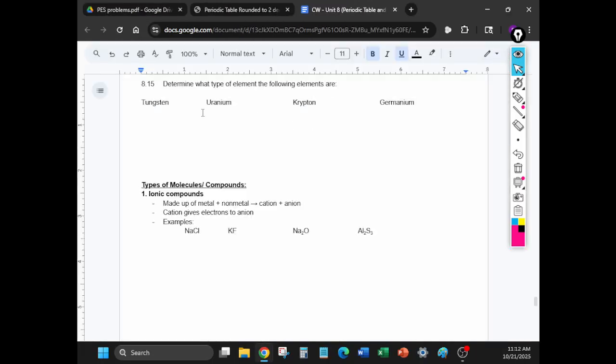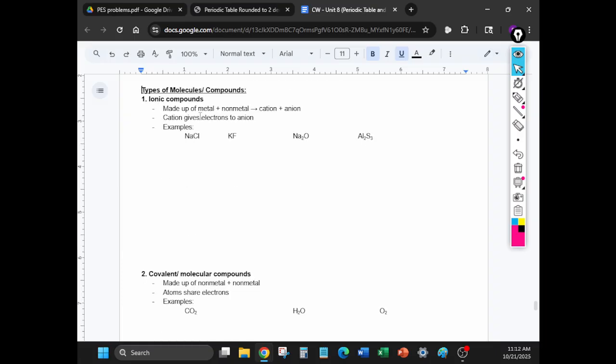So the reason why it's important to know what the different types of elements are is because that determines the types of compounds and molecules that we make. So we briefly talked about this, I think, in the first unit that we did together. But there are three different types of bonds.